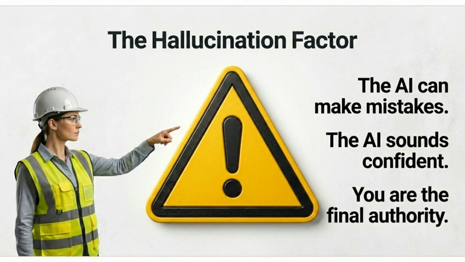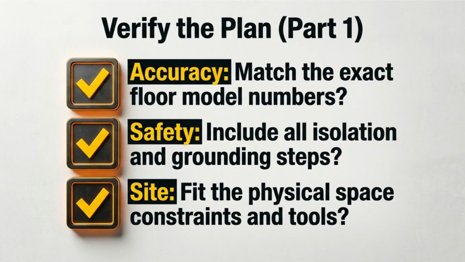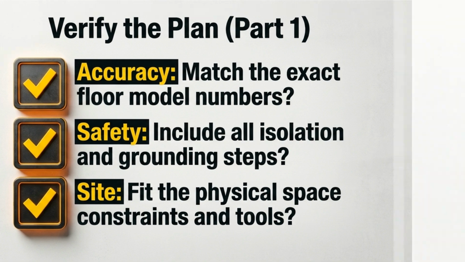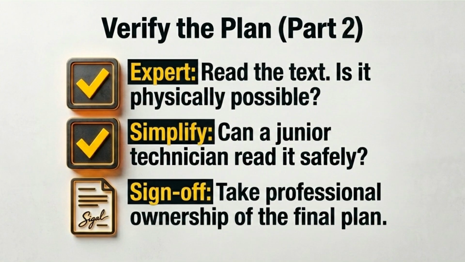AI can make mistakes despite sounding confident. You are the final authority for every plan. Verify the plan by checking for accuracy against model numbers, ensuring complete safety steps, and confirming fit within the physical space. Continue verification by confirming physical possibility, checking for junior technician readability, and taking professional ownership with your sign-off.